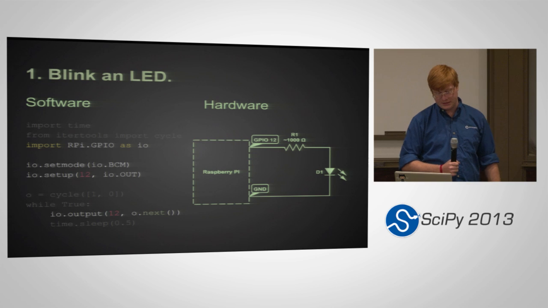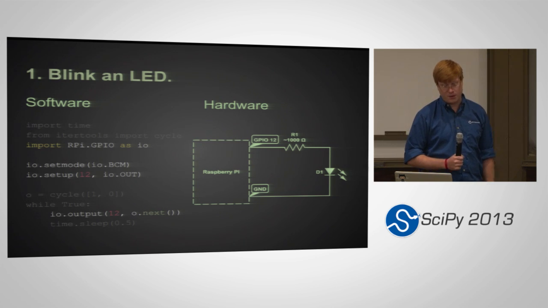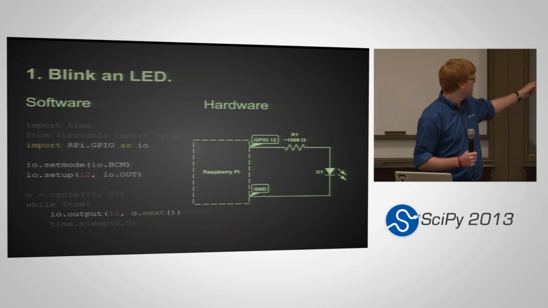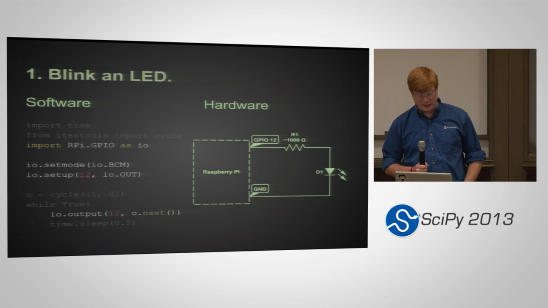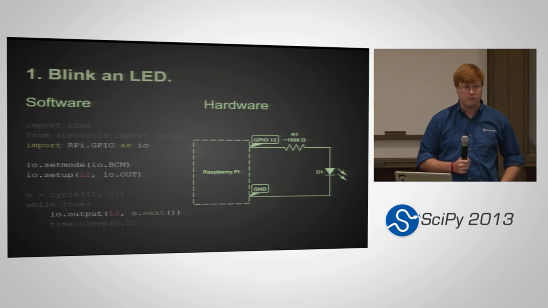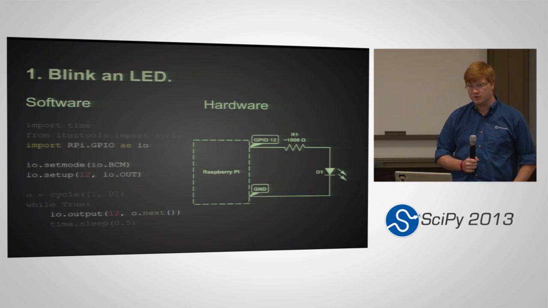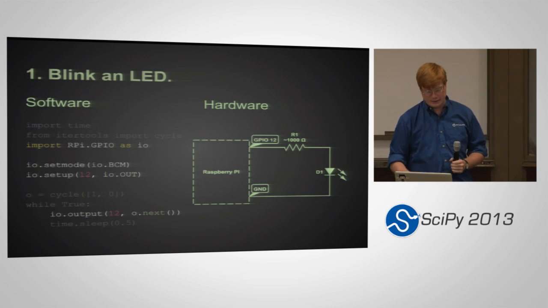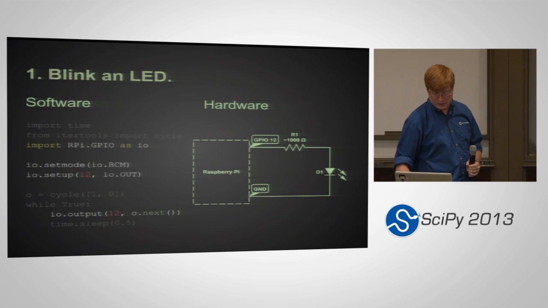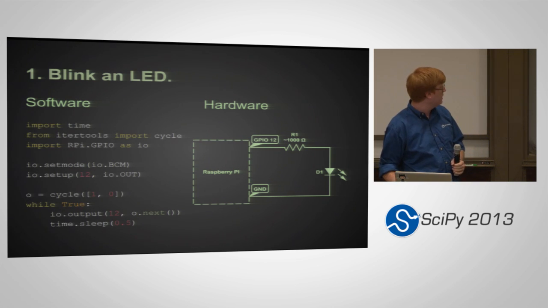So I set it here to BCM, and then I set up pin 12 as an output right here. And then basically I just call output, feed it which pin I want, and then I feed it a value, 1 or 0. 1 is output high, which is 3.3 volts. 0 is output low, which is 0 volts. So this code just cycles through, outputting high and low.